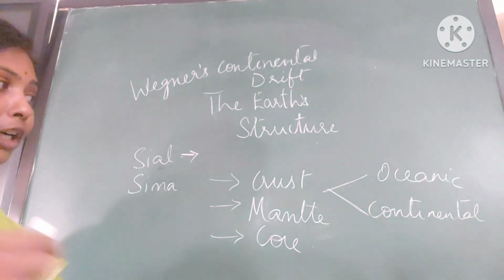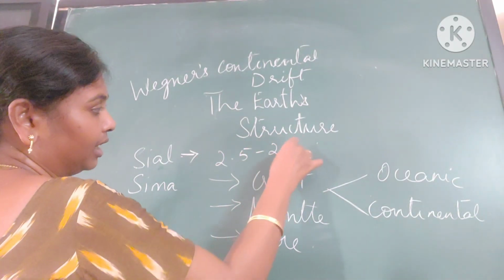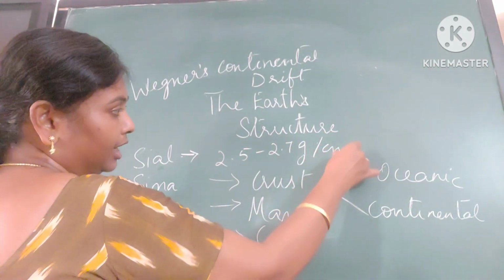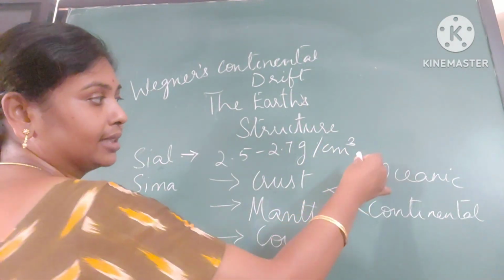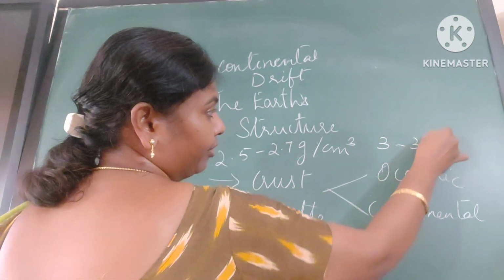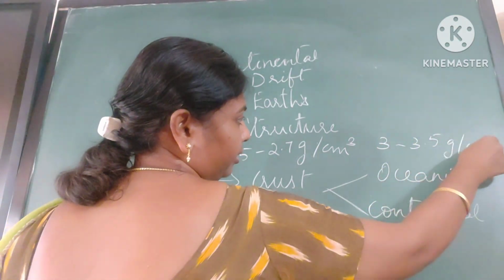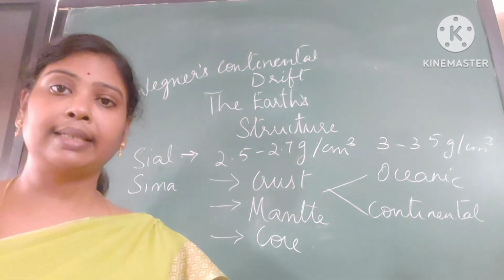Density of continental crust is 2.5 to 2.7 gram per centimeter cube, whereas oceanic crust is 3 to 3.5 gram per centimeter cube.